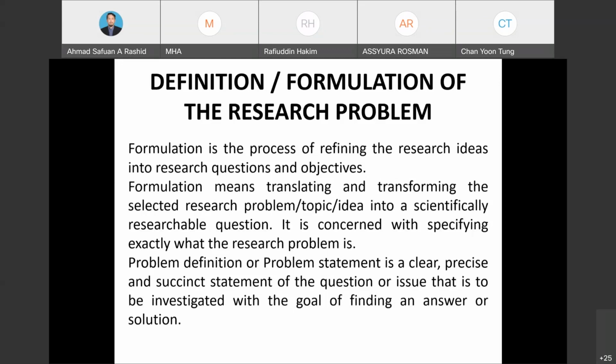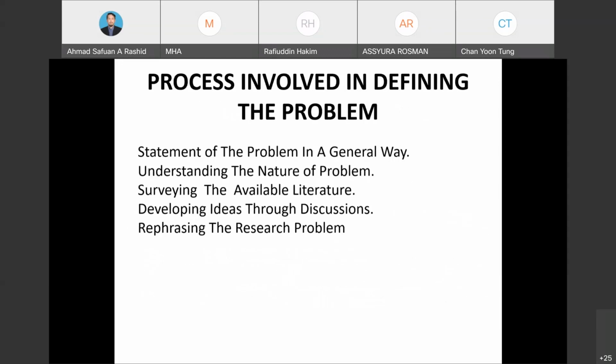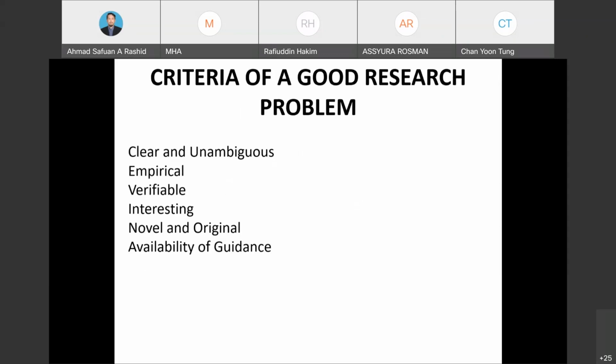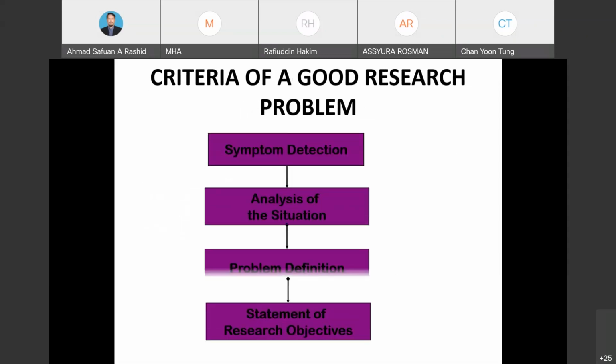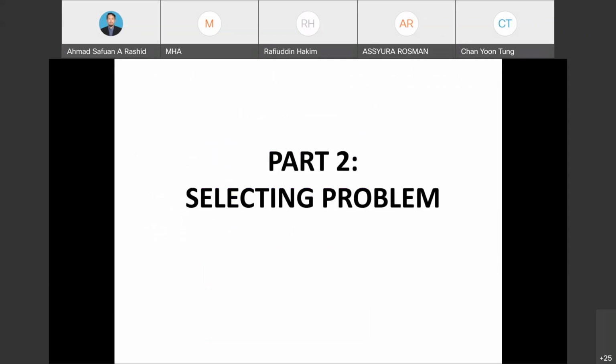Problem definition: a problem is a clear, precise statement of the question or issue that is to be investigated with the goal of finding an answer or solution. The process involves defining the problem statement, surveying, developing ideas, and rephrasing the research problem. So you can read this one.